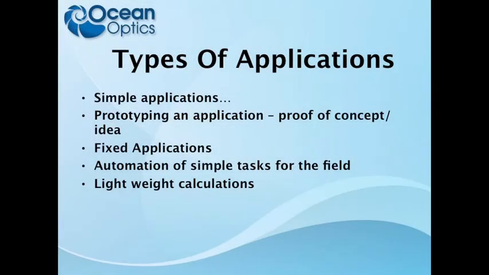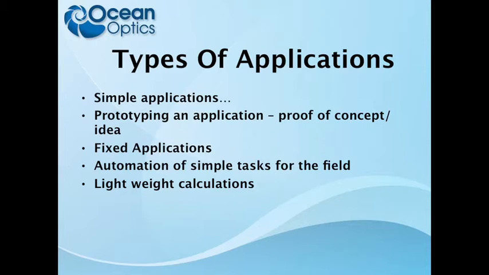What types of applications? Simple ones. Things that don't require a lot of data or a lot of math. For prototyping an application or proof of concept, something that you think you want to do, you can write a script real quick and say, yeah, I can do this, and now I can go in and do it a different way and make it prettier, a little more user-friendly. Also fixed applications, something that's going to repeat the same simple thing over and over again.